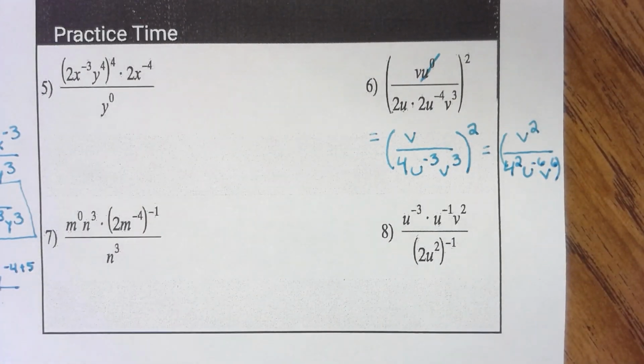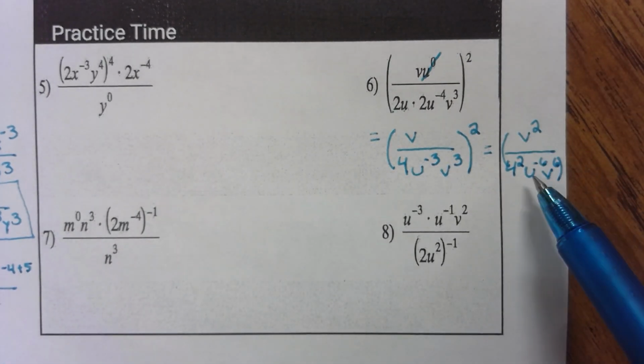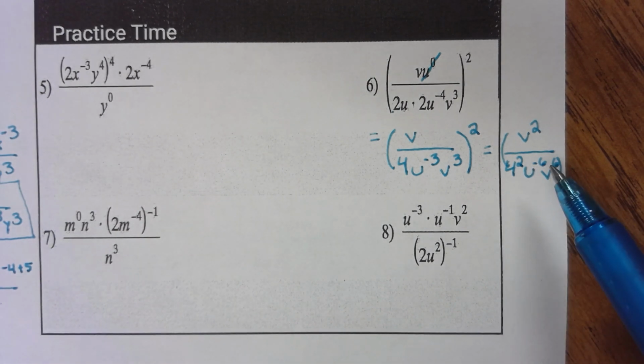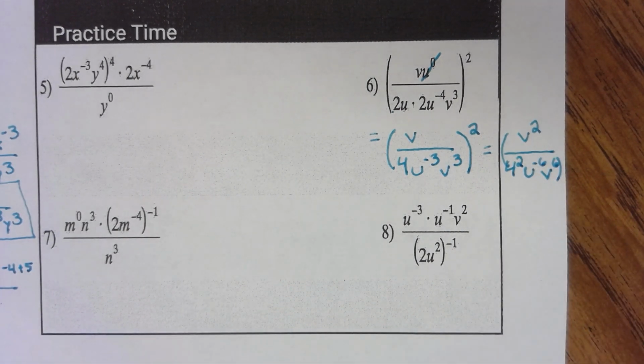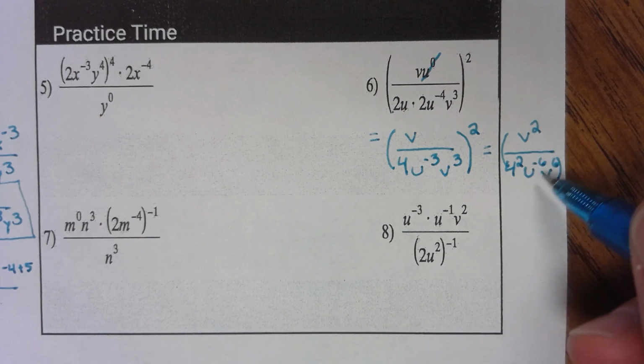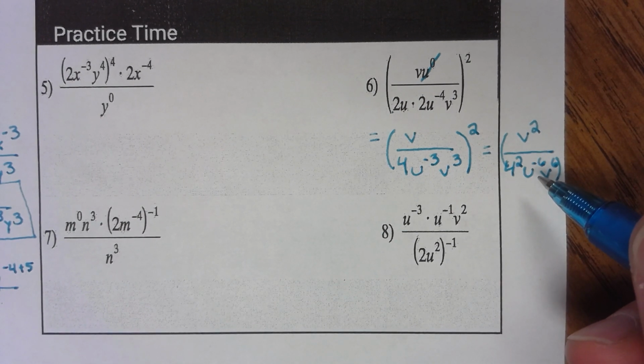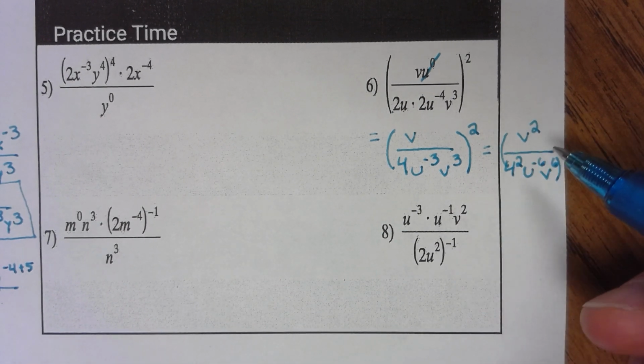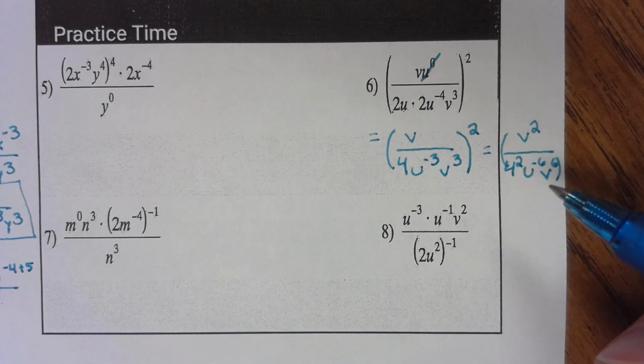Now I have 2 things to take care of. First thing I'm going to take care of is this negative exponent. So u to the negative 6. Remember how I originally said that negative exponents move the base or flip that base? Well, if it's in the denominator and has a negative exponent, it's going to move up to the numerator. So it just does the opposite here.